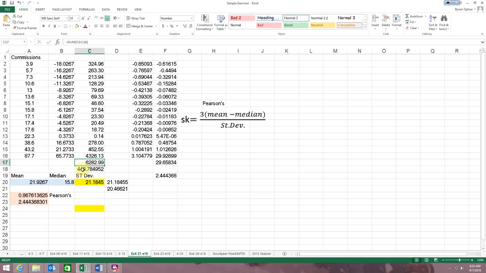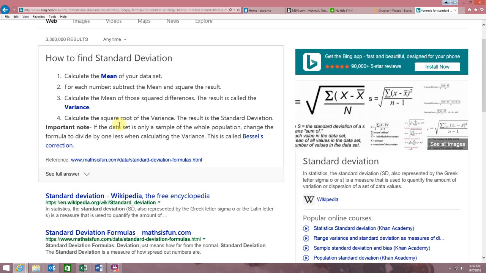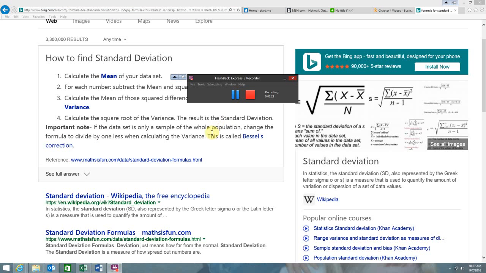And then I've got the sum, and I am going to take the average of these numbers. But what the book did, and what I'll go ahead and do, there's actually two formulas for standard deviation, and I'll show you the Bing version. How to find standard deviation: you calculate the mean of those squared differences, and that's called your variance, which I think we did before. Then calculate the square root of the variance. This result is the standard deviation, but it says important note, if the data set is only a sample of the whole population, change the formula to divide by 1 less when calculating the variance. Excuse me. So hopefully I can start where I left off.